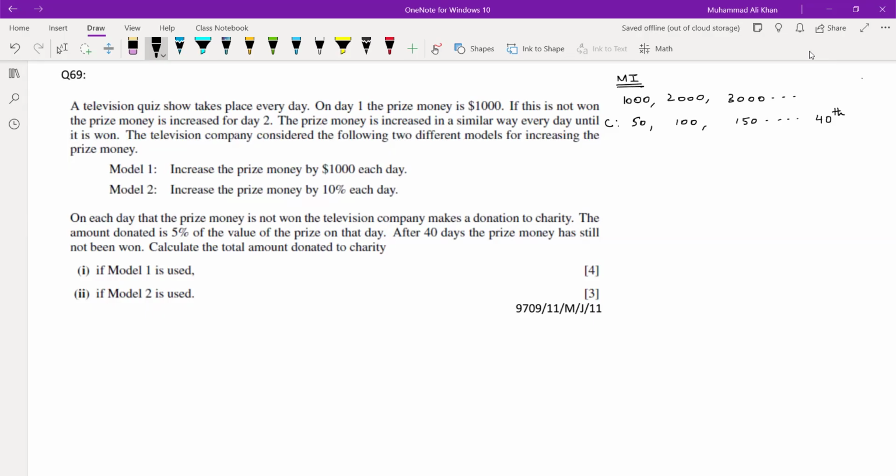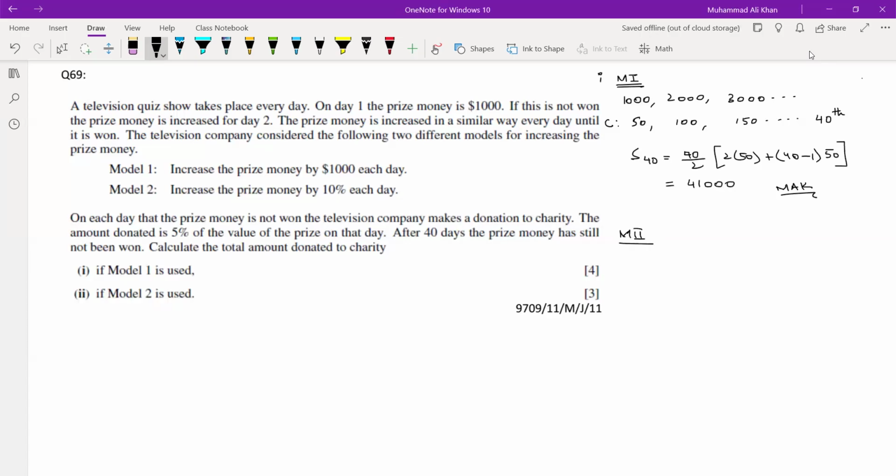So now, with the help of S40 equals n by 2 times (2a plus (n minus 1) d), and the common difference is 50. So what is the answer? 41,000 is the charity.